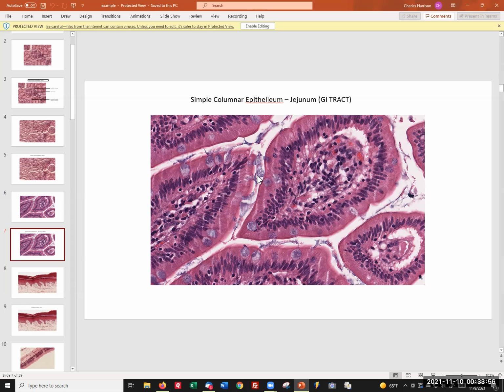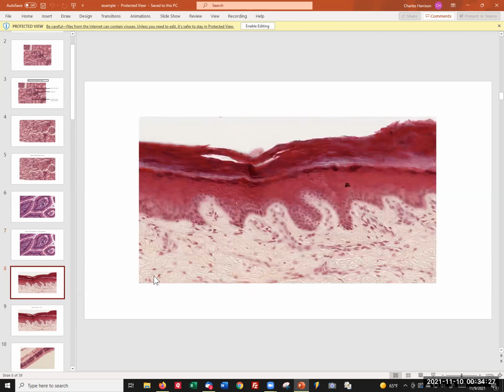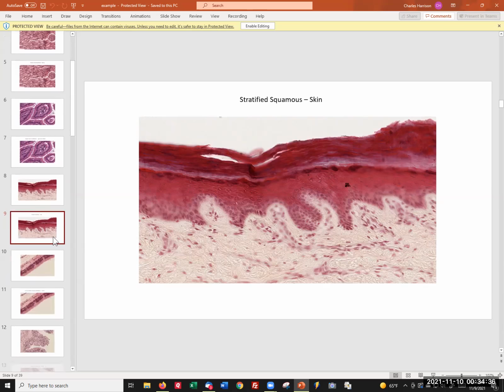Here's where you always have your worksheet out so that you can add to the worksheet anytime you find something that might be of interest. The thing of interest here, or characteristic, is that the small intestine, which is the jejunum in part, is lined by simple columnar epithelium. Here's the epidermis, and the dermis is the light color below it. So it's stratified squamous for the skin.